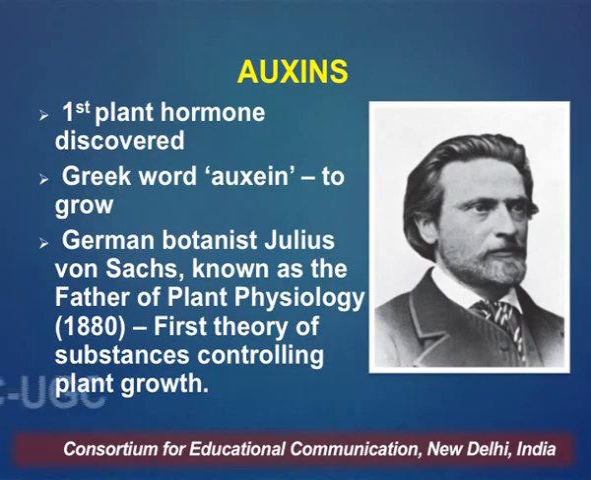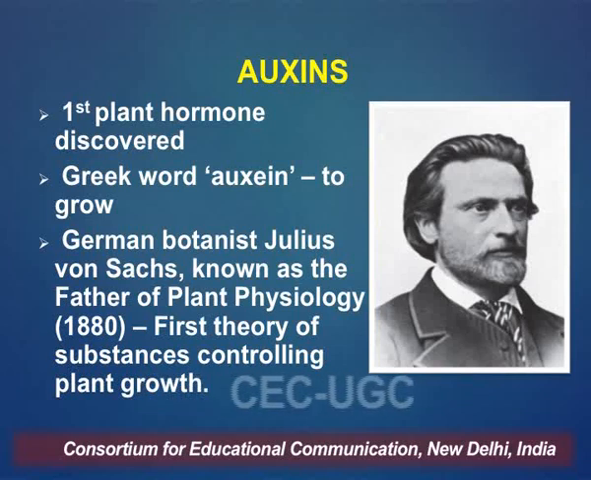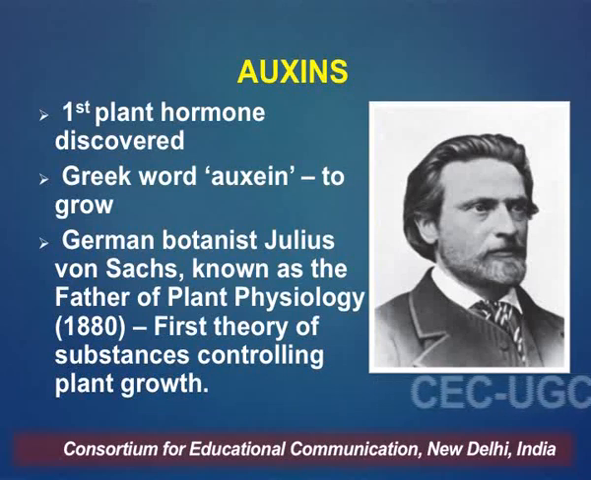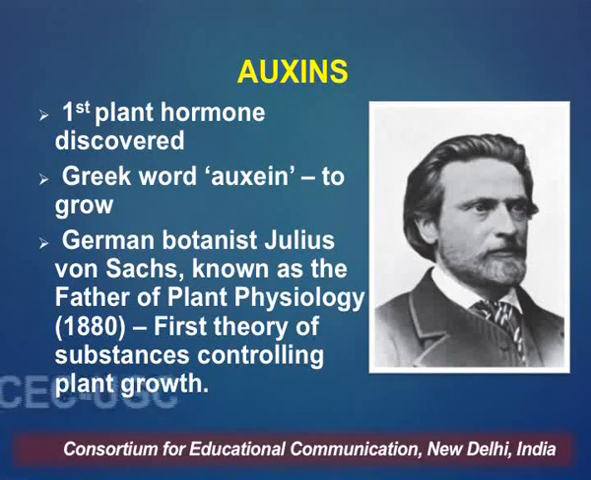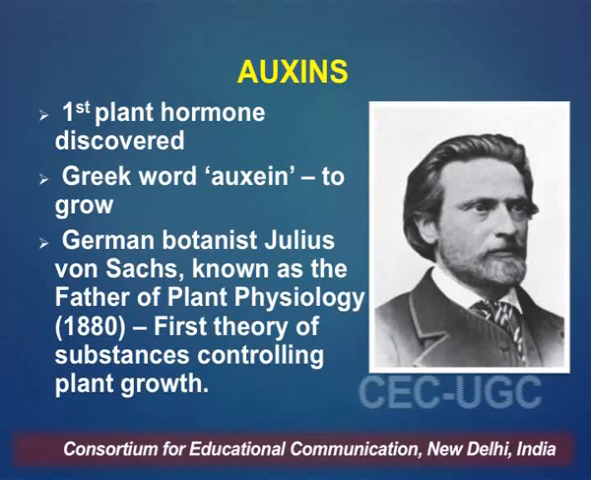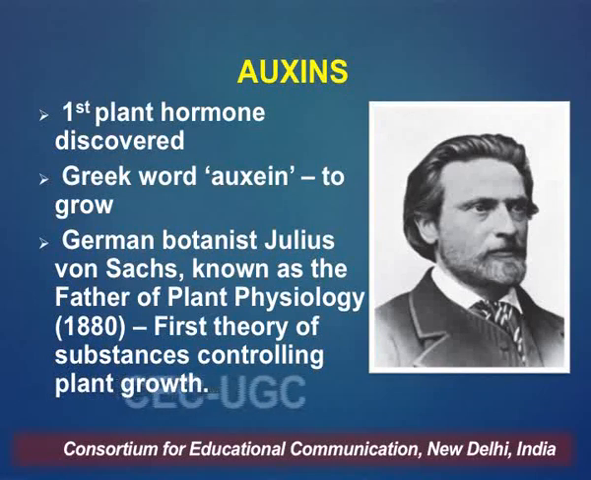Now we move on to the first class of plant hormones, that is auxins. Auxins are the first plant hormones that were discovered, and the term auxin has been derived from a Greek word, auxein, which means to grow. In 1880, Julius von Sachs, who is considered the father of plant physiology, made a very interesting observation, and his observation laid the foundation for the research on these plant hormones.